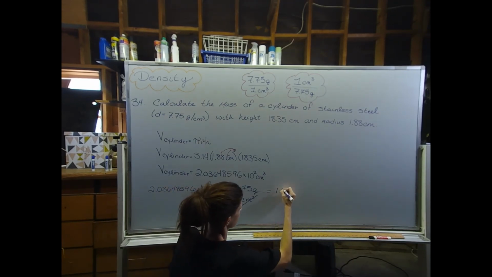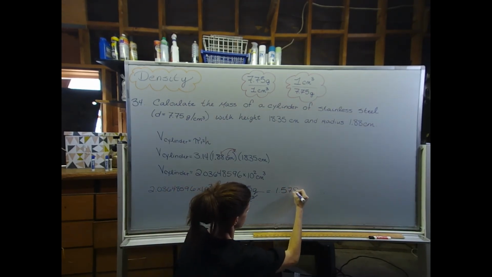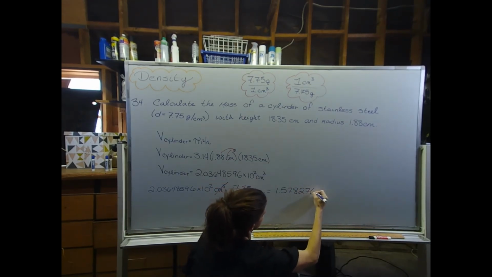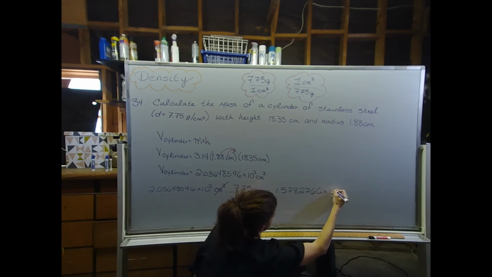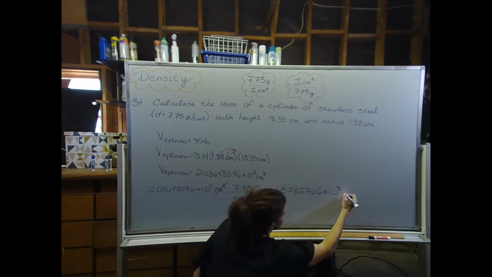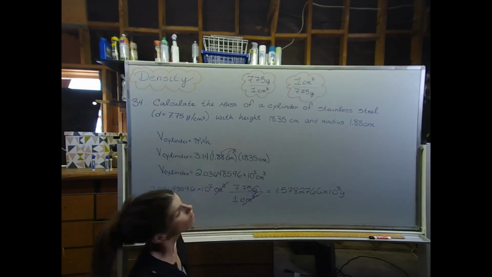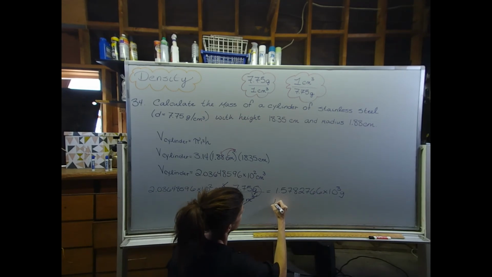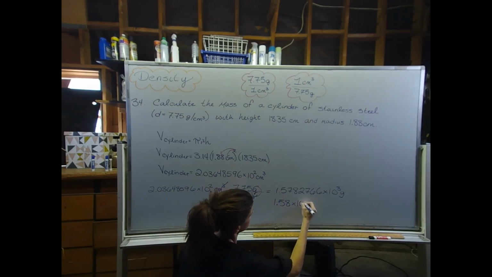1.578 2766 times 10 to the 3rd grams. However, it looks like we're only going to have 3 sig figs because of the density. So I'm going to report this as 1.58 times 10 to the 3rd grams.